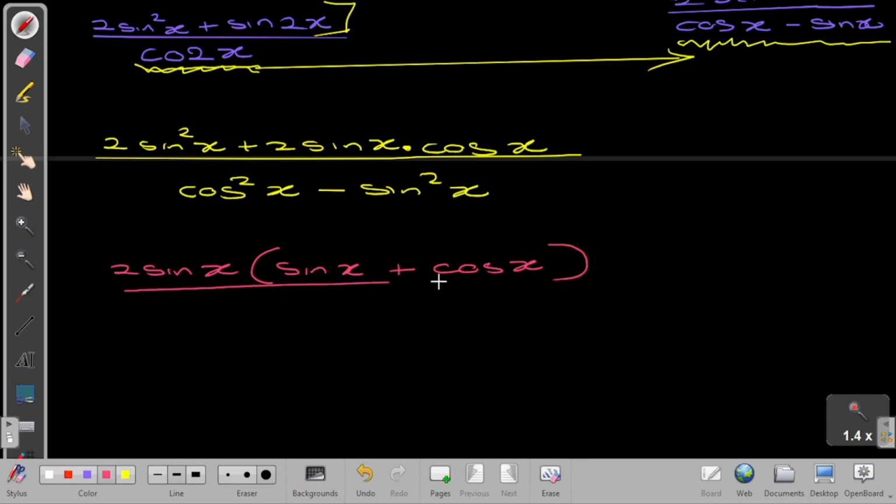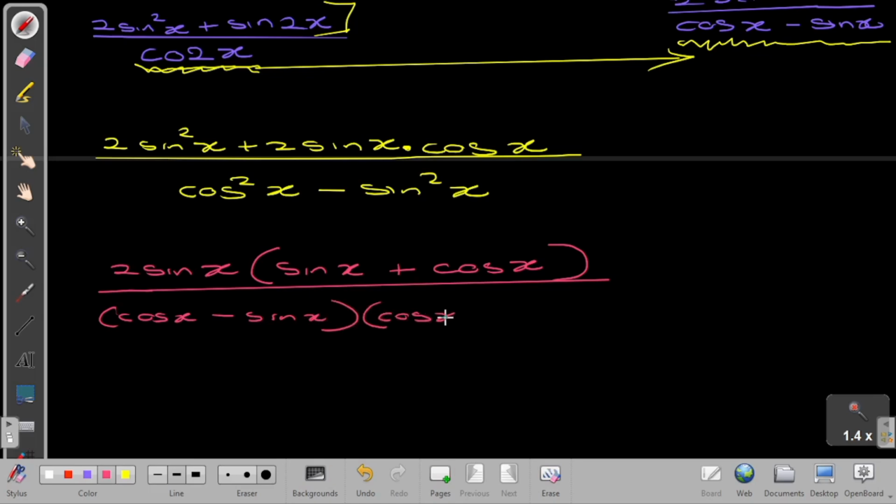And now on the bottom part, the denominator, what do we know about these two? What we know is quite simple. It's going to give us 2 brackets. It's going to give us cos x minus sine x, then another bracket which has cos x plus sine x.